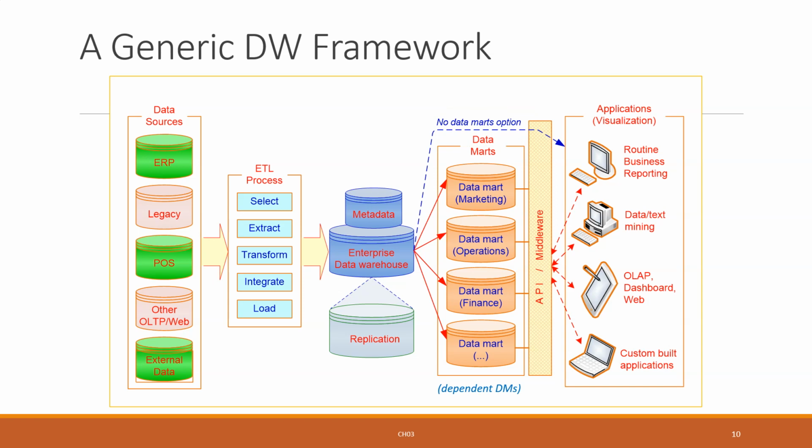On the far right-hand side are our decision makers. These are where our people are. And they have some kind of application where they might do some reporting, data mining, look at some online analytical processing, or something custom. And they interact with this middleware to either access the data marts or go straight to the data warehouse with no data marts whatsoever.